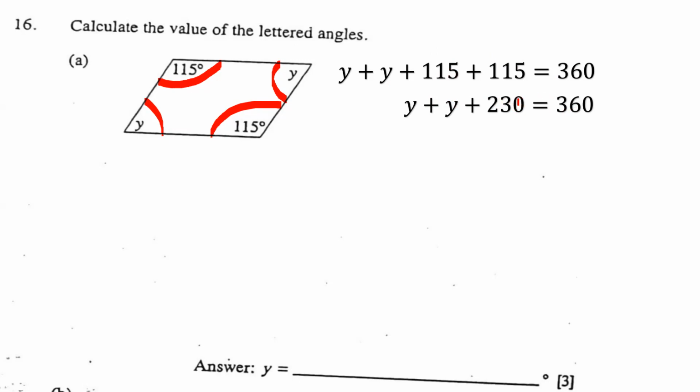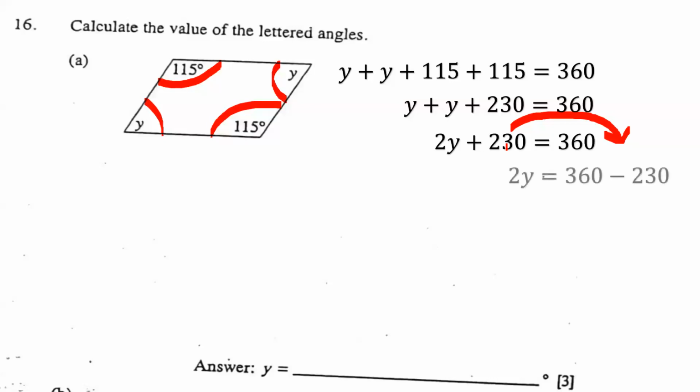We can take the 230 and send it over the equal sign. But before we even do that, let's add y plus y. Y plus y is going to be 2y. And after that, now we can send the 230 over the equal sign. It was positive 230, but when we send it over the equal sign, it's going to be negative 230. And so let's subtract. 360 minus 230 is going to be 130. And so we have 2y is equal to 130.